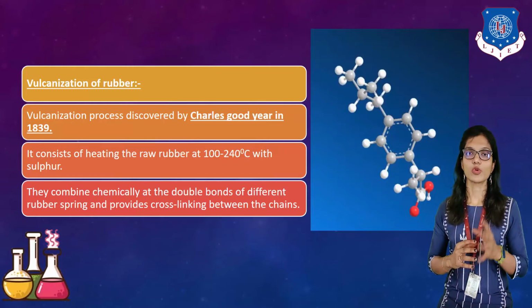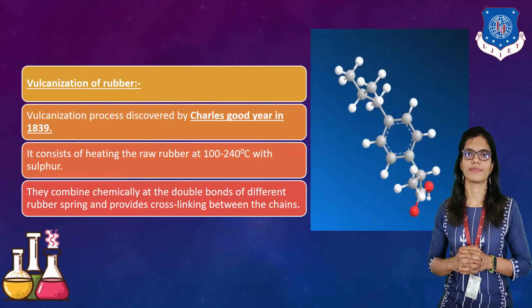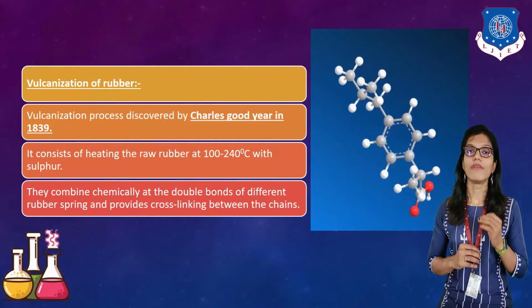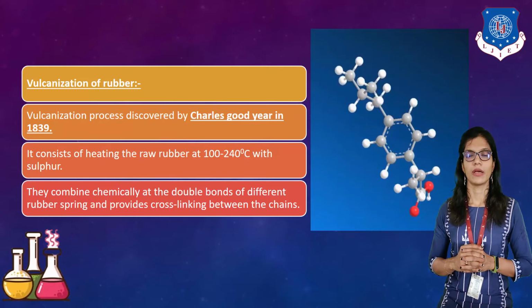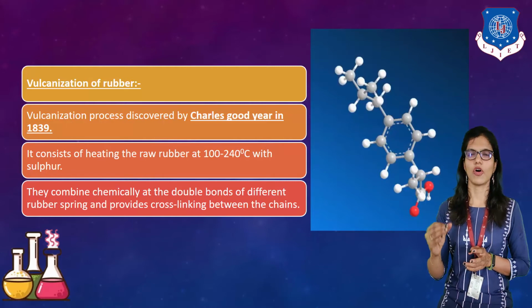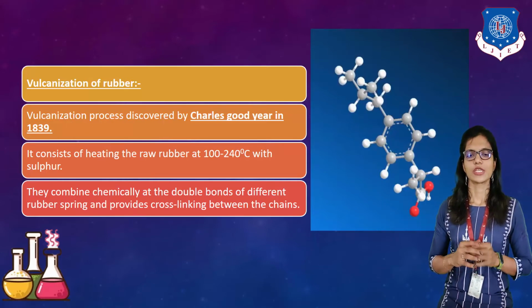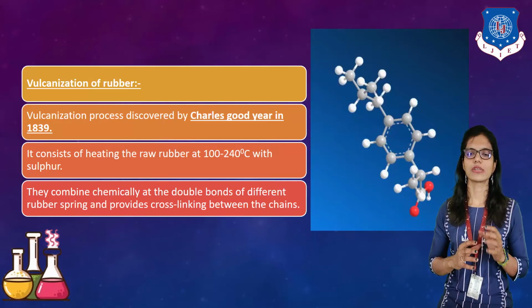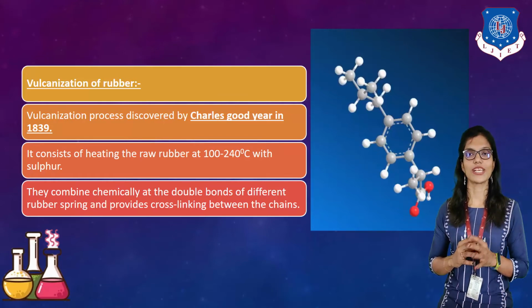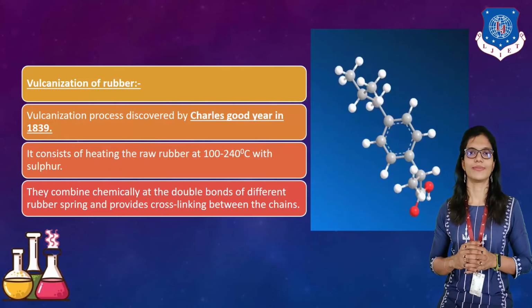For that, one process was established. That process is known as vulcanization of rubber. What is the meaning of this vulcanization of rubber? The process was discovered by Charles Goodyear in 1839. On that person's name only, the company known as Goodyear Tires exists.